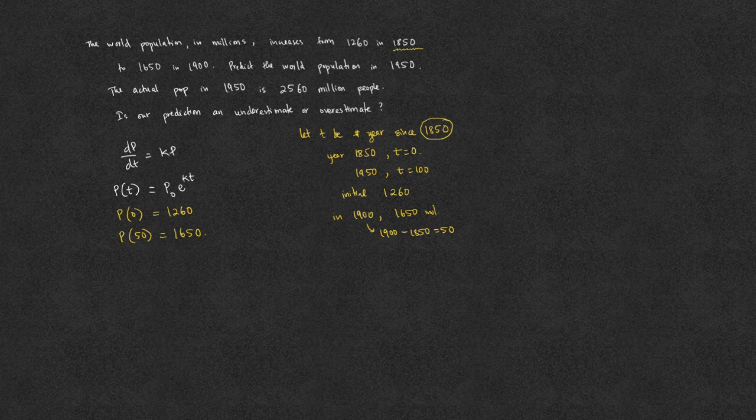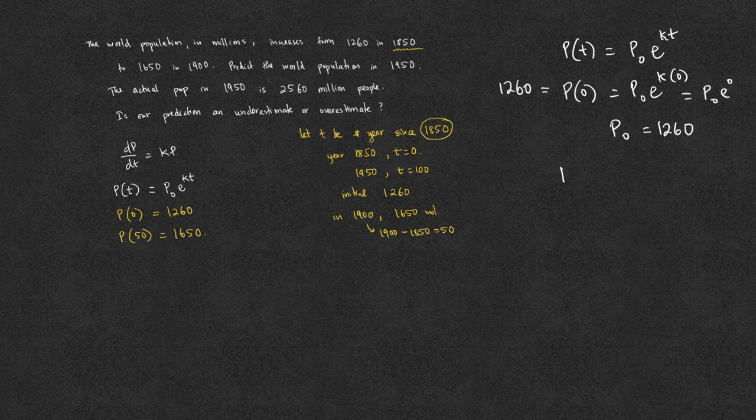We start with the population growth model, P of t equals P naught e to the kt. If we plug 0 into t, this is P naught e to the k times 0, and we should get 1260. But k times 0 is 0, and e to the 0 is 1. And so P naught is 1260, and we update the model. P of t is now 1260 e to the kt. The parameters of this exponential equation are P naught and k. e is just e, and t is the variable of the function. And so we found P naught. We still need to find k.